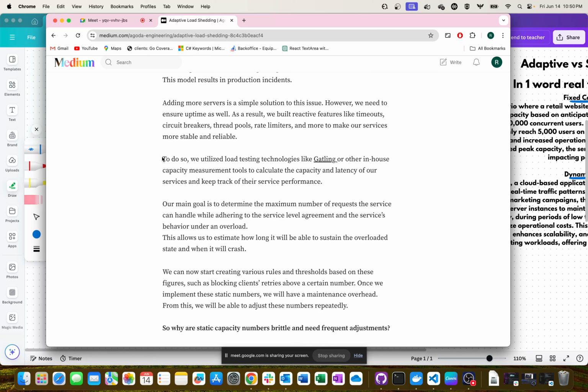Our main goal is to determine the maximum number of requests the system can handle while adhering to the service level agreements, and the service behavior under an overload. In a microservice architecture, between two services there is something known as a service contract or a service level agreement. If it's a payment service, the agreement will state that no kind of delays or drop-offs are acceptable. You need to be performant at all times.